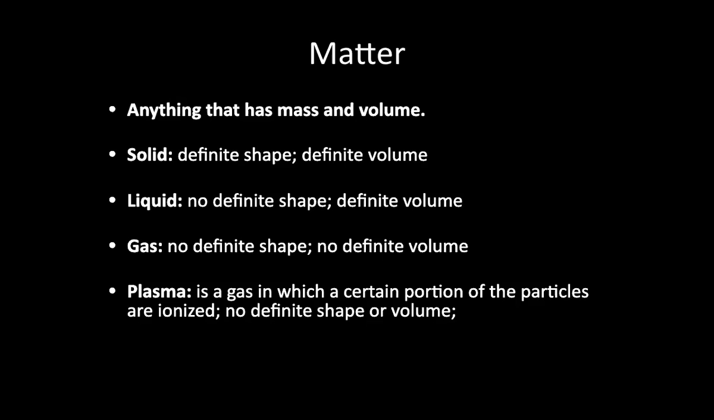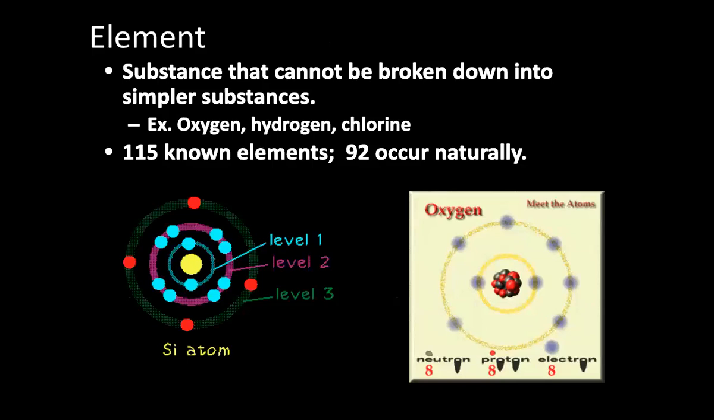And then last is plasma. This is a gas in which a certain portion of the particles are ionized. So there's no definite shape or volume. Where can we find plasma? In our blood. Right. Nicely done. Okay. All right. Next, we're going to talk about elements.